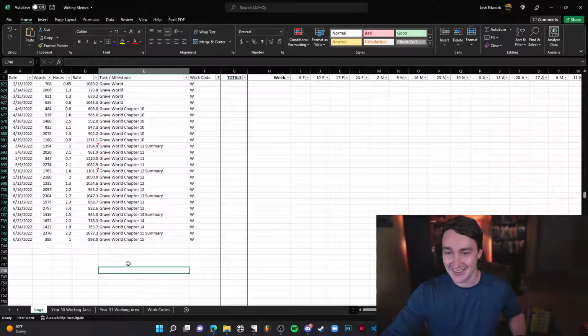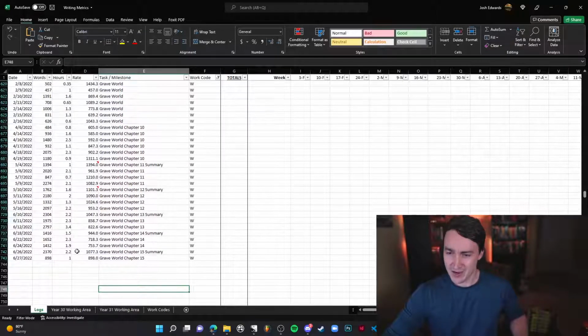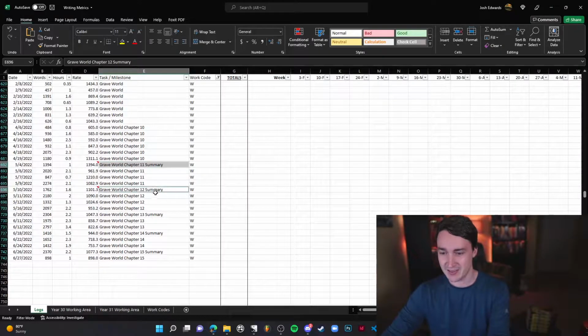The other thing I've got here, which preceded the working areas that I've got down here by a long time, is I've just got every single day. I just track what I worked on, how long I worked on it for, and how many words I wrote that day. In the case of work code W, which is writing. And what I noticed here is I started doing these things. You might notice these guys here, these summaries, right?